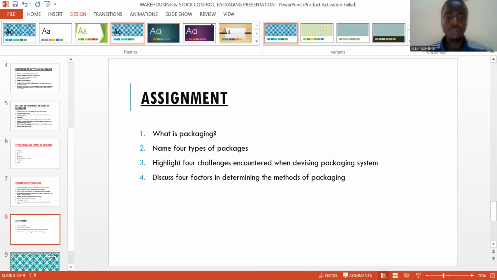You're also told to highlight 4 challenges encountered when devising a packaging system. So what challenges do you encounter if you are devising a packaging system? And lastly, you are told to discuss 4 factors in determining the method of packaging. So that is some of the questions. You can do them, and they will help you in your revision.